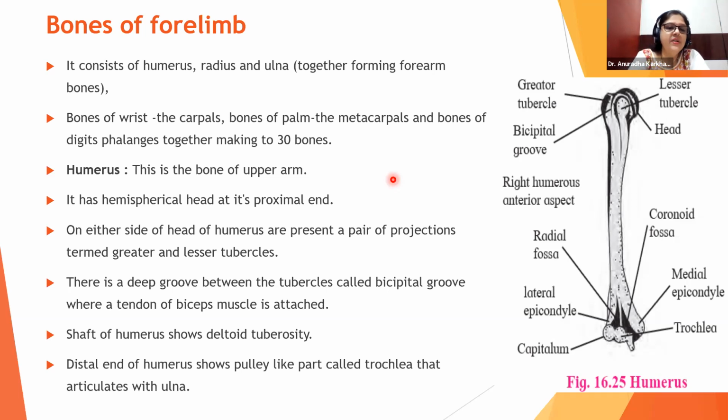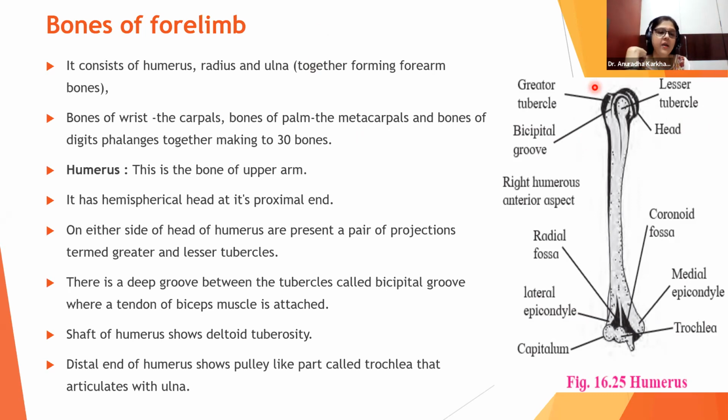So humerus, this is the bone of the upper arm. It has a hemispherical head at its proximal end. You can see this very well. Hemispherical head at its proximal end. Can you all see this or no? Okay. So this is the hemispherical head on its proximal end.